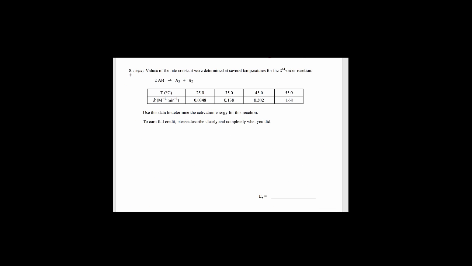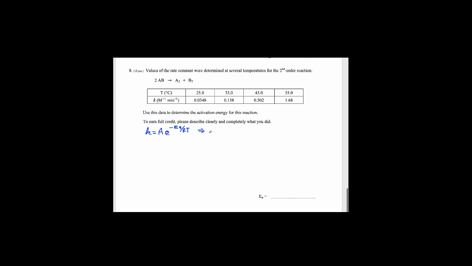Next up is question number 8. Here we have some values of the rate constant that were determined at different temperatures, and we are to find the activation energy for this reaction. Now, of course, what we know is that the activation energy is related to the rate constant. Their relationship is k equals A times e to the minus E sub A over RT.